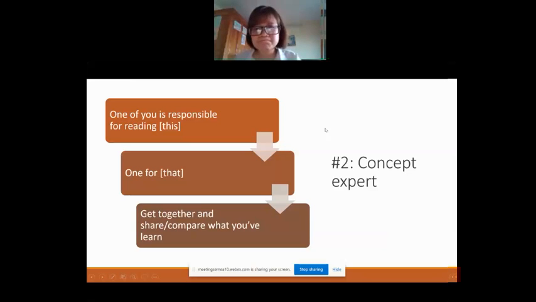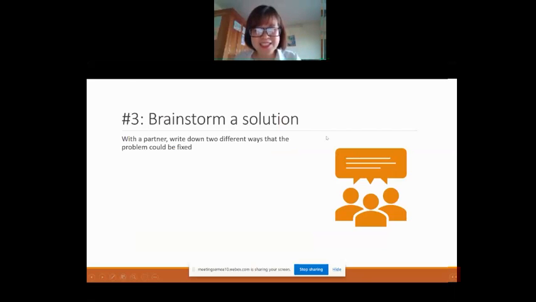The third one is to brainstorm a solution. This one is just simple. I give my students some problems and require them to work together to find different ways, at least two or maybe more solutions, to solve the problems.